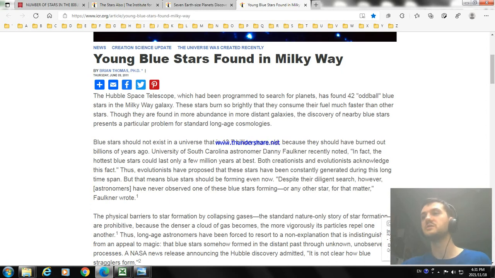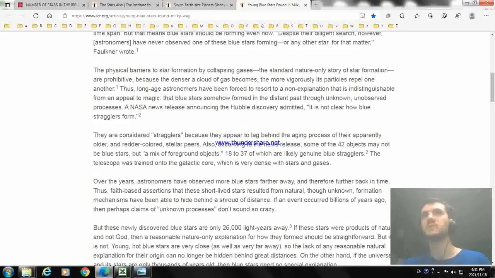Thus, evolutionists proposed that these stars constantly form during a long time span, that by this means, blue stars are forming even now. However, astronomers have never observed one blue star forming, or any other star for that matter, Faulkner wrote. There are physical barriers to star formation by collapse of gases. The denser a cloud of gas becomes, the more vigorously the particles repel one another. A long age has been found to be an explanation of inestimable appeal for magic. Blue stars are said to have formed in a distant, unknown, unobserved past.